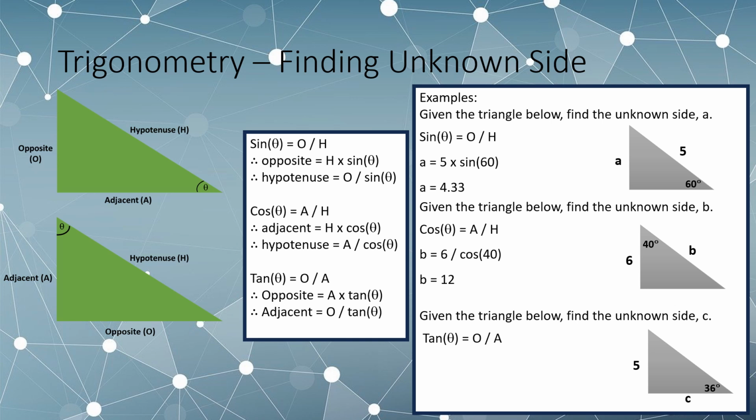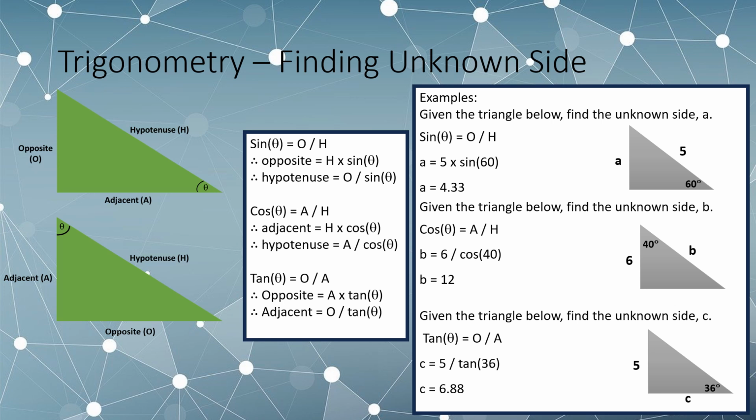So looking at our angle of 36 degrees, we can see its opposite side is 5 and its adjacent is c. So our tan of our angle, or tan theta, is equal to opposite over adjacent. So finding for our c, which in this case is our adjacent, we'll have c is equal to 5 divided by, or 5 over, tan 36 degrees, which gives us c is equal to 6.88.